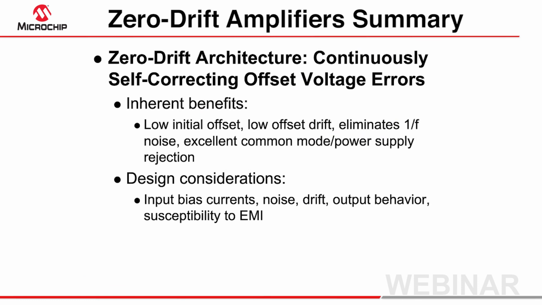In summary, the goal of zero-drift amplifiers, regardless of the specific architecture employed, is to minimize offset drift and 1/f noise. In the process, other offset-related characteristics, such as common mode and power supply rejection, are also greatly improved. Due to the unique nature of this amplifier architecture relative to more traditional amplifiers, additional attention must be paid to the implementation, including leakage currents, noise considerations, and output drive overload recovery capabilities.